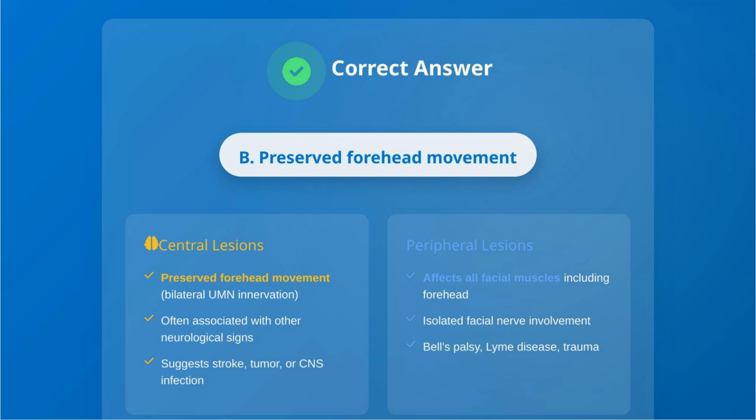Preserved forehead movement. This is a key distinguishing feature of central versus peripheral facial palsy. In central lesions, forehead movement is preserved due to bilateral upper motor neuron innervation of the forehead muscles. Peripheral lesions, like Bell's palsy, affect all facial muscles including the forehead. This distinction is critical for determining the location of the lesion and guiding further investigations.